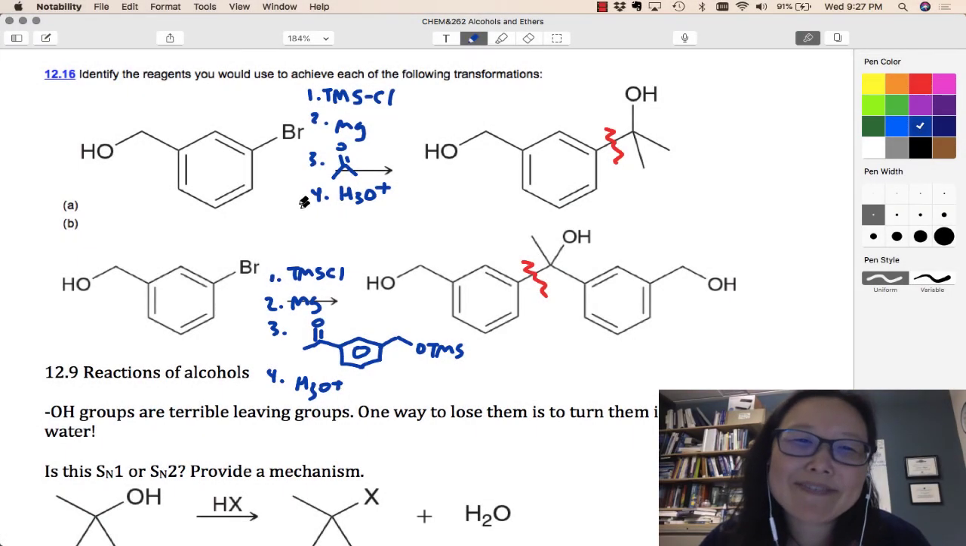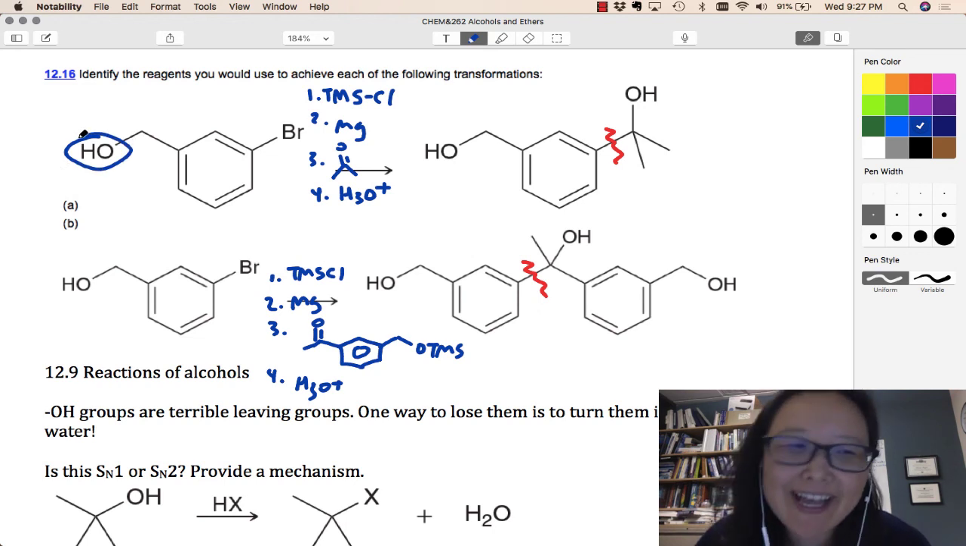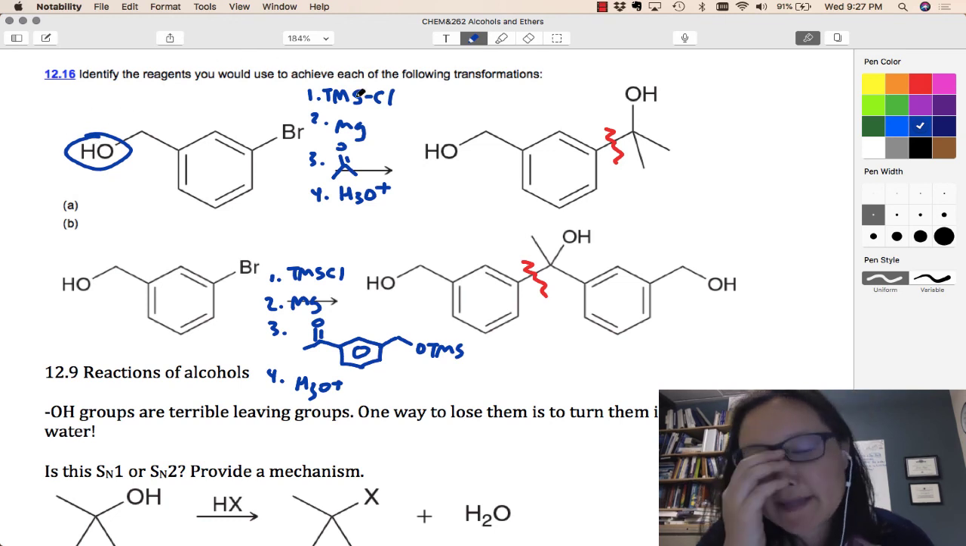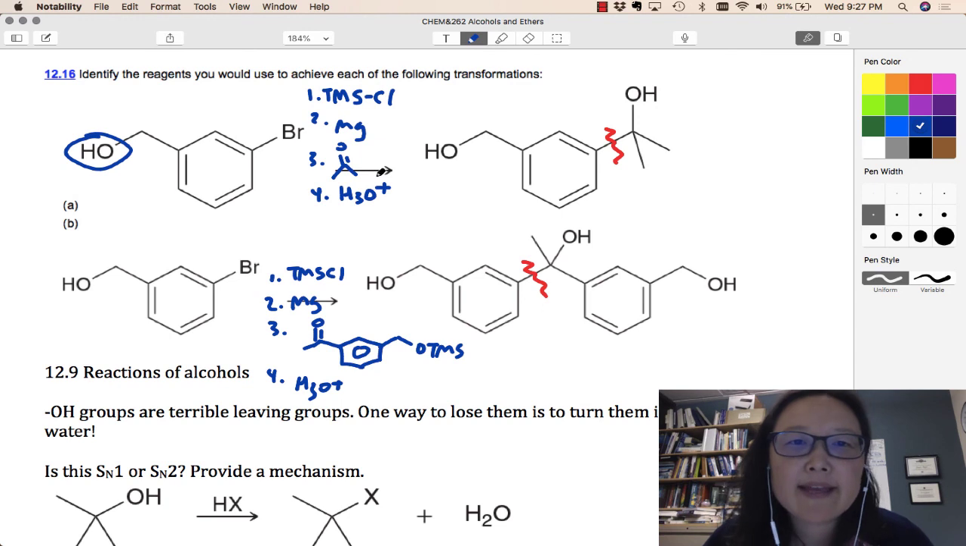All right guys, we're back. First we need to take care of this OH group. I don't want to have Grignard react with this H, so I've got to protect it first. So I'm going to put a TMS group on here with TMSCl. Once I do that, then I'm going to have a magnesium enter here and make my Grignard reagent. React it with the 3 carbon ketone called acetone, and then I can protonate that and get rid of my TMS group with some acid.